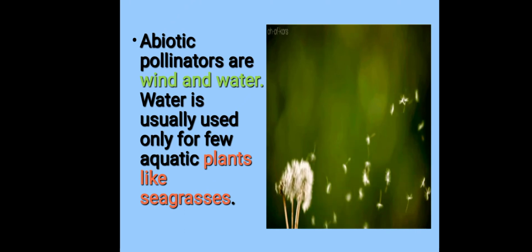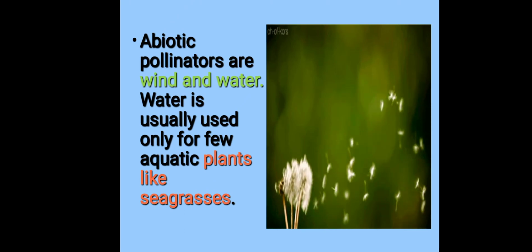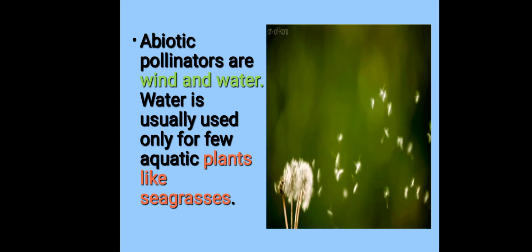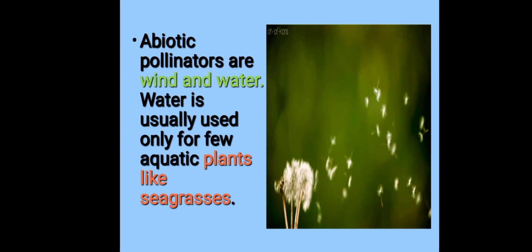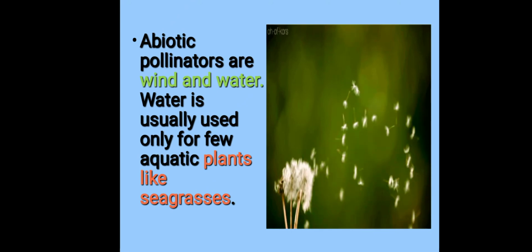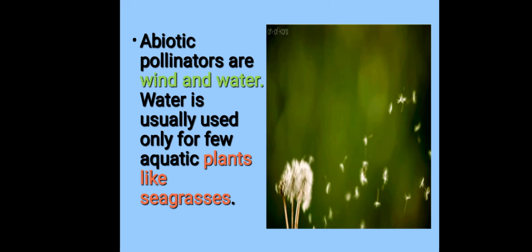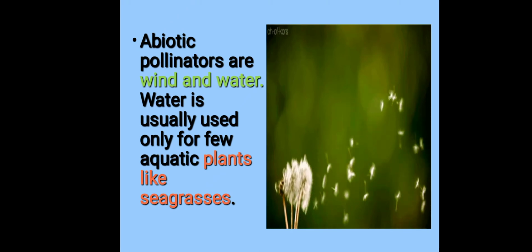Now over here we can see a wind pollinator. The wind is blowing, acting as a pollinator, and is helping to transfer the pollen grains from one part to another part of a flower.